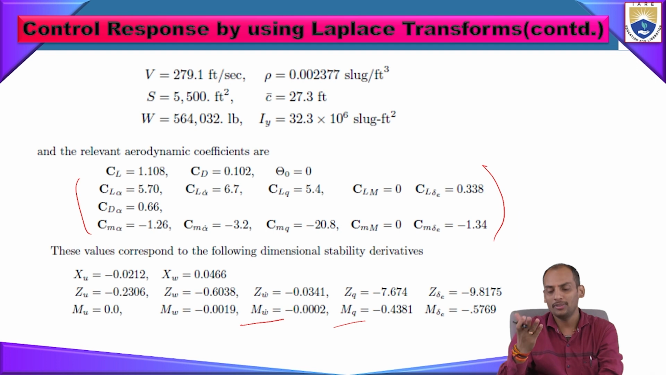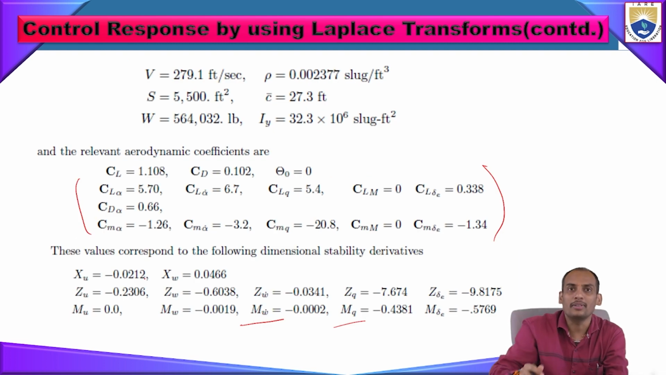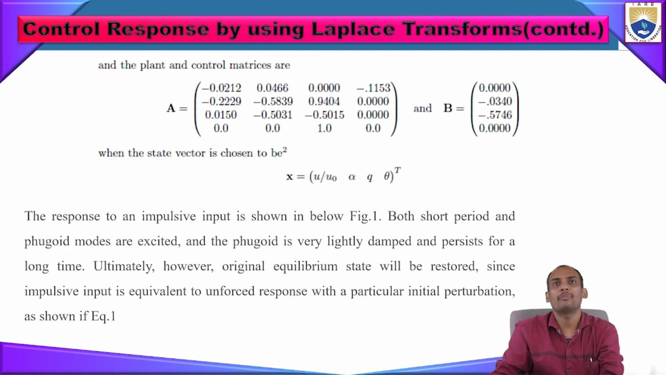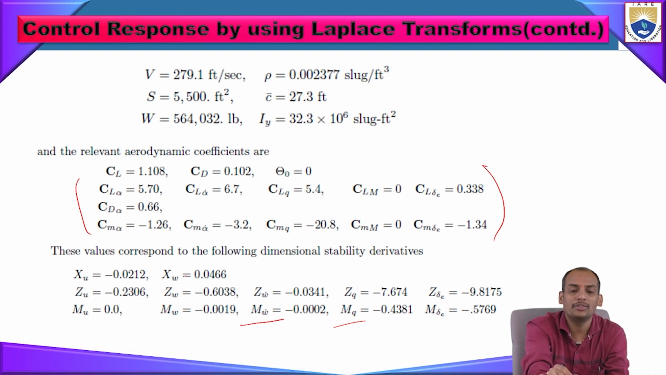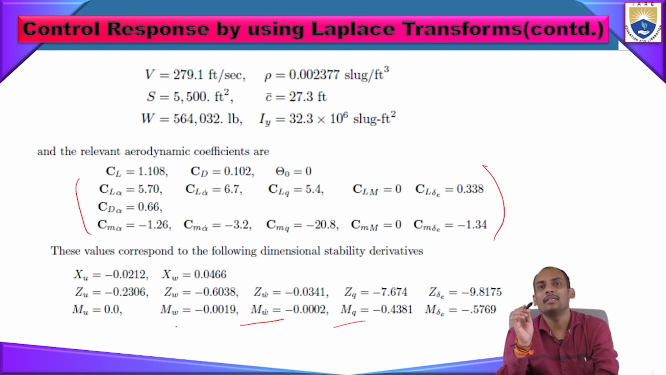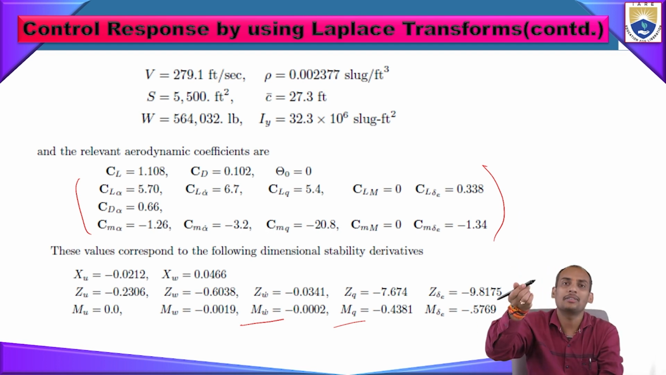So if we get the values like this, then we have the matrix A. How did we get that matrix A? See here, the first value is 0.02212 and 0.0466 and 0 and 0 1 minus 1.153. These values we got from this XU, XW value. Like how we wrote this one, this is in terms of a differential function only, and we applied the Laplace transform to the differential function.